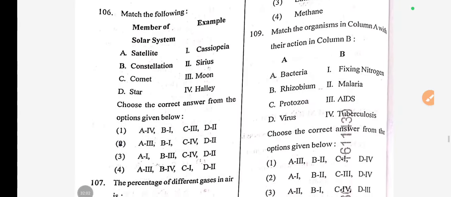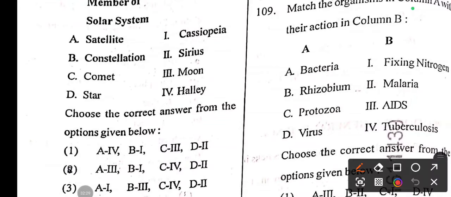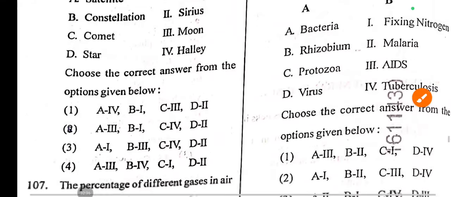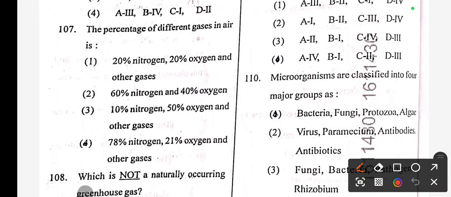106. Match the following. Member of solar systems and examples. Satellite, moon, constellation, Cassiopeia, comet, Halley's, star, Ceres. And the answer is option 2. A3B1C4D2. 107. The percentage of different gases in air is 78% nitrogen, 21% oxygen and other gases.